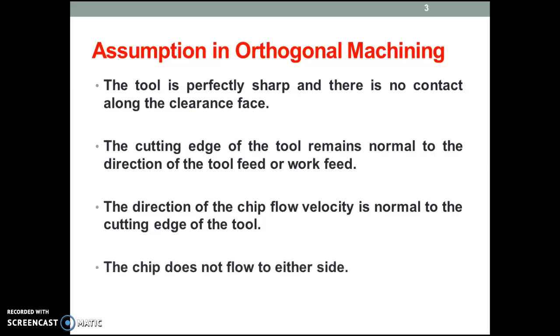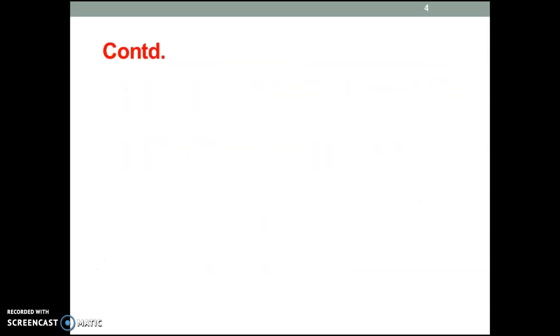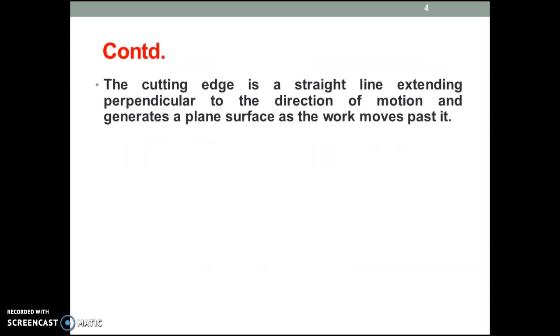We assume there is no sideward movement of the tool chip, and the chip doesn't flow to any of the sides. Next, we assume the cutting edge is a straight line extending perpendicular to the direction of motion and generates a plane surface as the work moves past it. So whenever the tool is moving along a workpiece, we assume that the machined surface is a plane surface. Next, the depth of cut is constant throughout the operation.